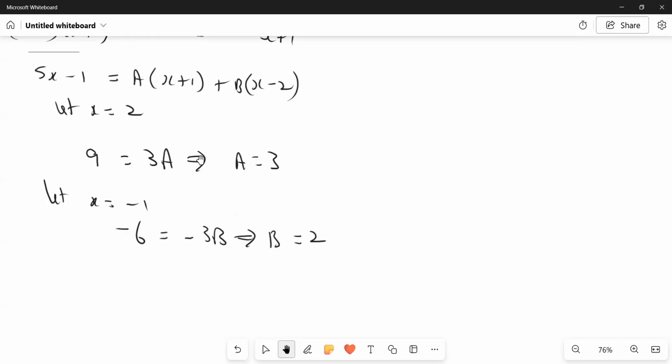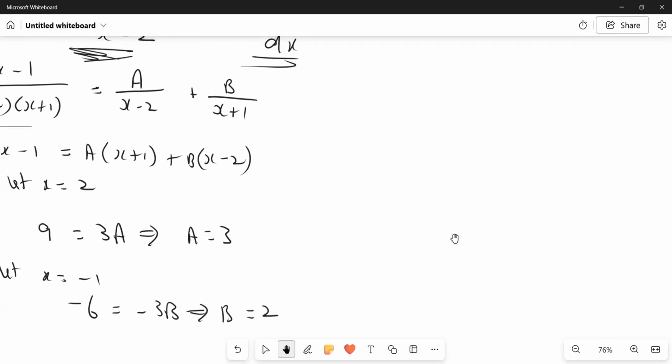And again, you can always go to YouTube and type in partial fractions, and you see people develop a lot of different approaches to evaluating the A and the B. So, good. Now that we have A and B, this thing is equal to, A is 3, so it's equal to 3 over x minus 2 plus, B is 2, 2 over x plus 1, right?